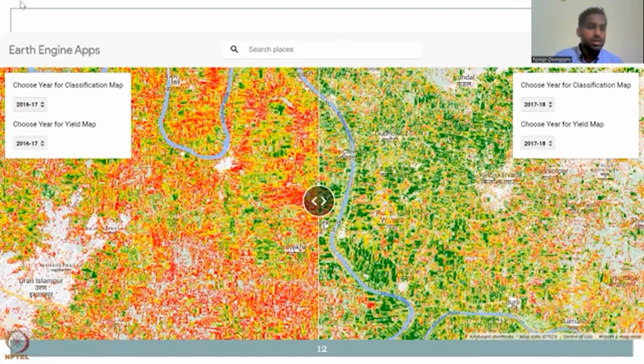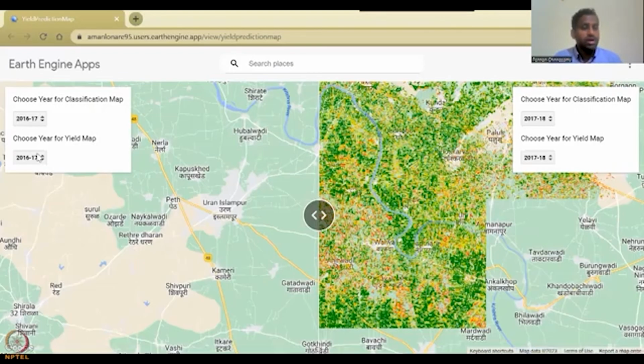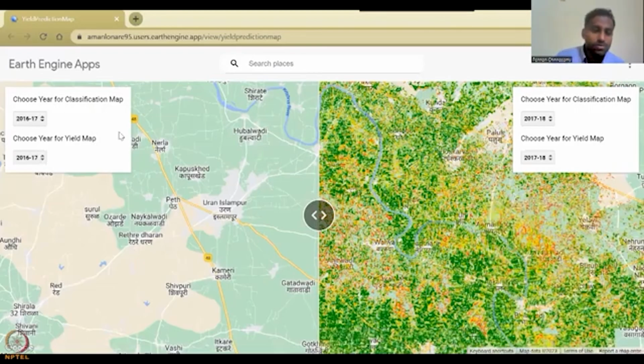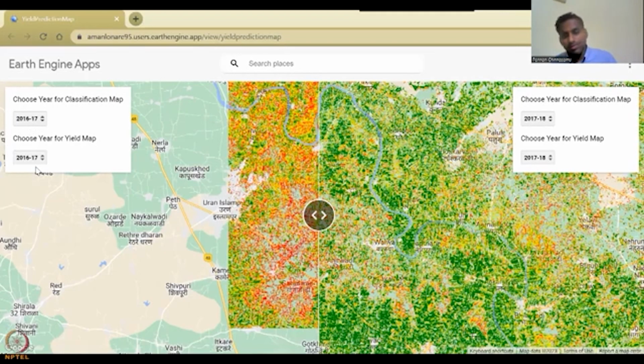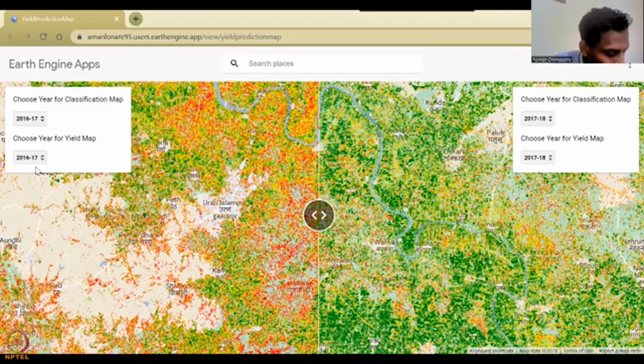So I've opened this. As I said, it is in Google Earth Engine apps. You can have an account there and then see how the data works. What the student has done is, on this side you have the year for classification, which is 2016, and then the yield. We want to see the classification and how much yield comes, because if you have 10 acres of grapes and 10 acres of sugarcane, they need not give the same yield every year, because the acreage is different. How much yield comes is different.